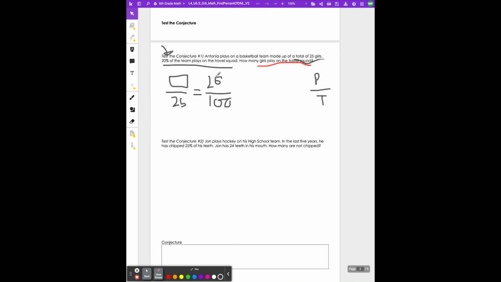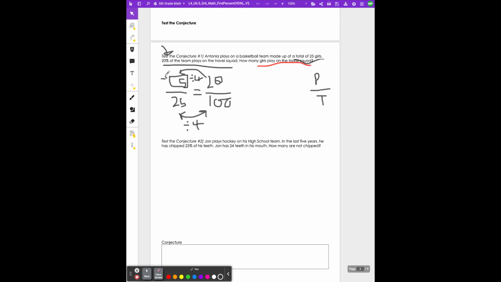Let's make this 0 a little more clear. Yes, 20 out of 100. So now we just need to figure out what this is equal to. Well, to go from 25 to 100, we're multiplying by 4. So the reverse is true. Dividing by 4, 100 divided by 4 gives us 25. So to go from 20 to this unknown number, we can do the same thing. Divide by 4. And 20 divided by 4 gives us 5.